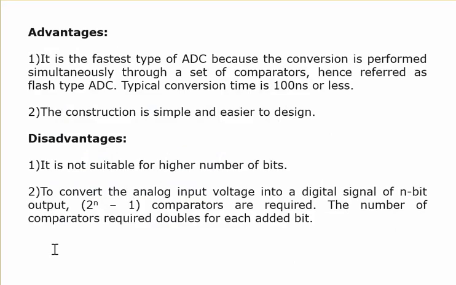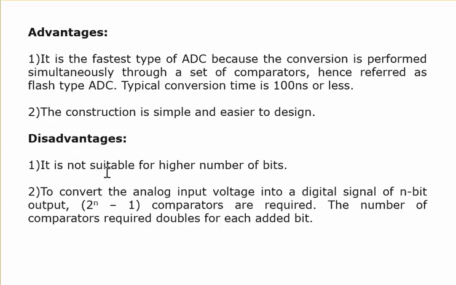And finally, the advantages and disadvantages. The simultaneous type, that is the flash type of ADC, is the fastest because the A to D conversion is performed simultaneously, since we have a set of comparators. Through this we can obtain a faster conversion, and hence it is called the simultaneous or flash type ADC. The typical conversion time is around 100 nanoseconds or even less than that. The next advantage is that the construction is very simple, which means it is easy to design.